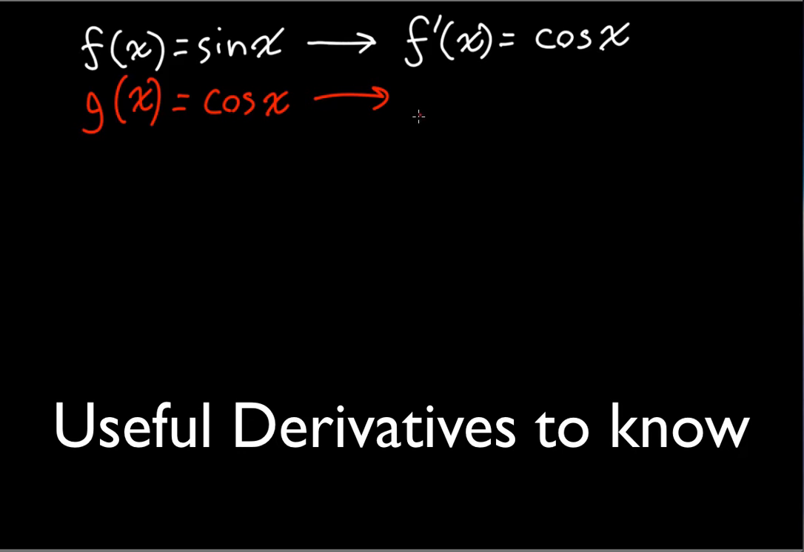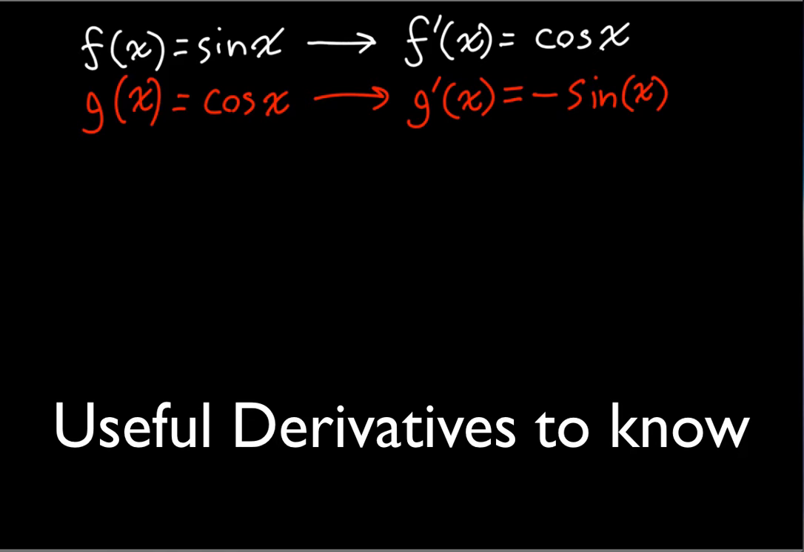Well, what does that lead to? G prime of x, or the derivative of this function, g of x, is going to be equal to negative sine of x. And I'm going to make a video in the future. I added the little brackets, but it doesn't really matter. I'll make a little video in the future about how this makes sense, but I'm really just going to tell you now.